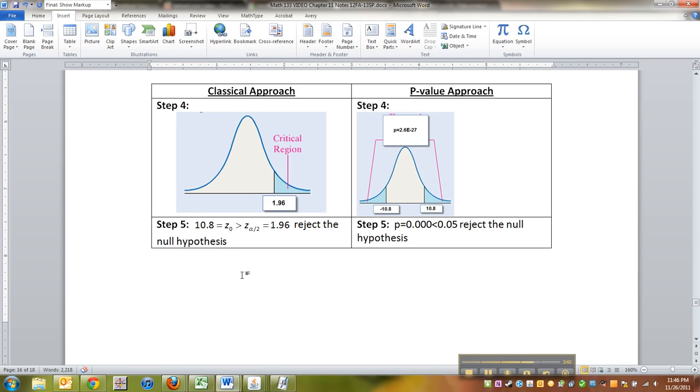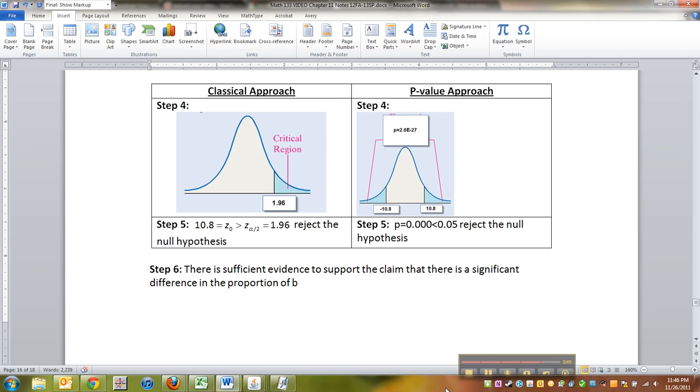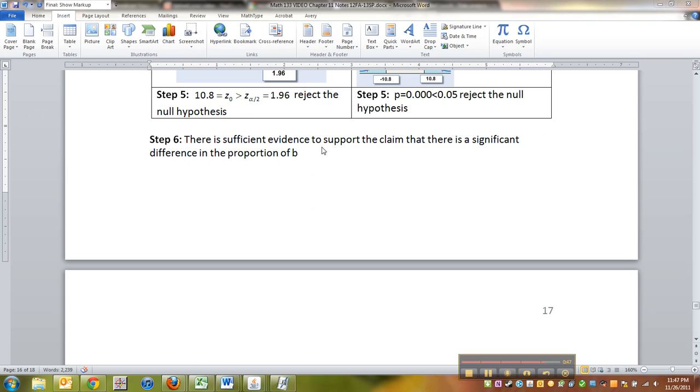Then we would say step 6. There is sufficient evidence to support the claim that there is a significant difference in the proportion of people who believe in heaven and hell.